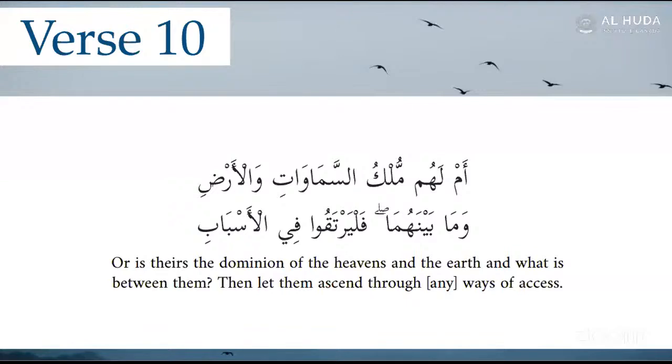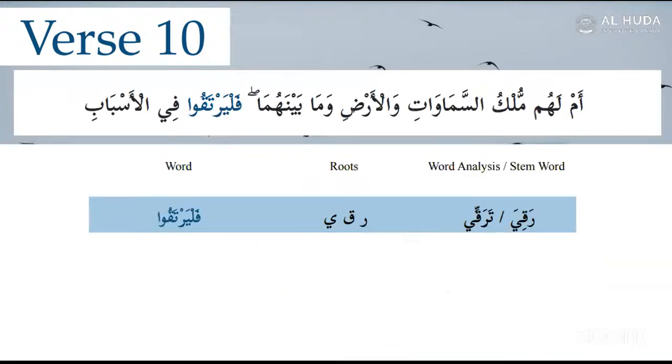فَلْيَرْتَقُوا from رَقَافِيَا. Raqiya means, number 1, to blow or dust off. Hence ruqya, from the same root letters, means incantation, when one recites and blows. And then the second meaning of raqiya means to climb.